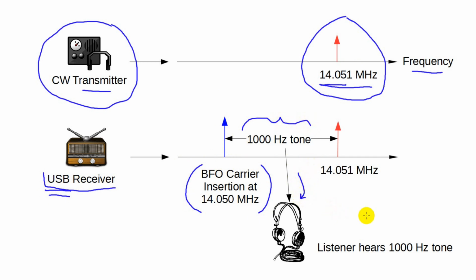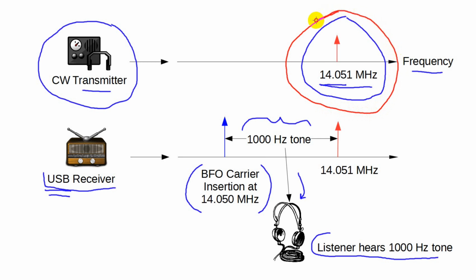The listener hears nothing if the transmitting station sends nothing, but hears the 1000 hertz tone if the transmitting station is key down. This is how all CW receivers work. The thing I want to point out here is what's actually in the receiver passband: a single tone.